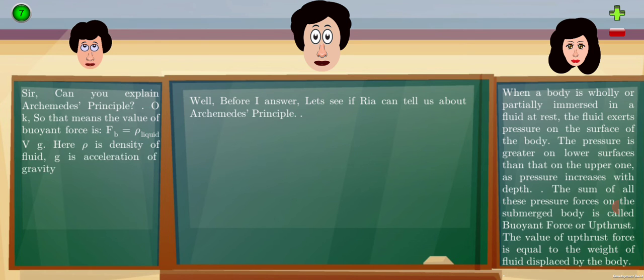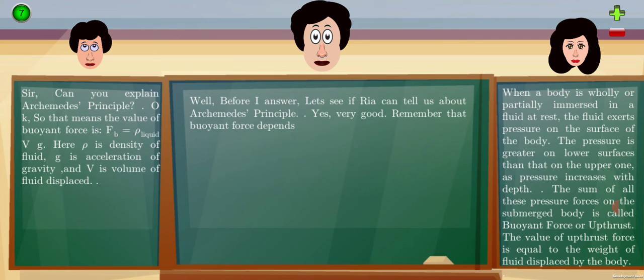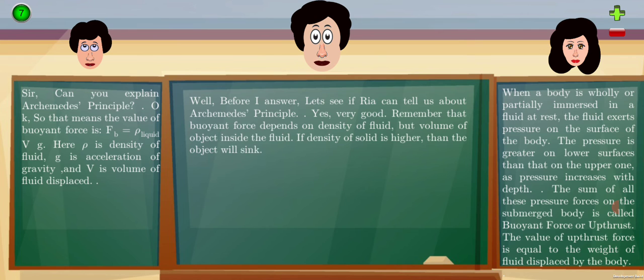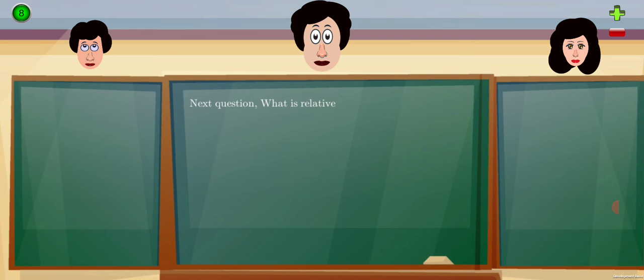Here, rho is density of fluid, g is acceleration of gravity, and V is volume of the displaced fluid. Yes, very good. Remember that buoyant force depends on density of fluid and volume of object inside the fluid. If density of solid is higher, then the object will sink. Otherwise it will float.